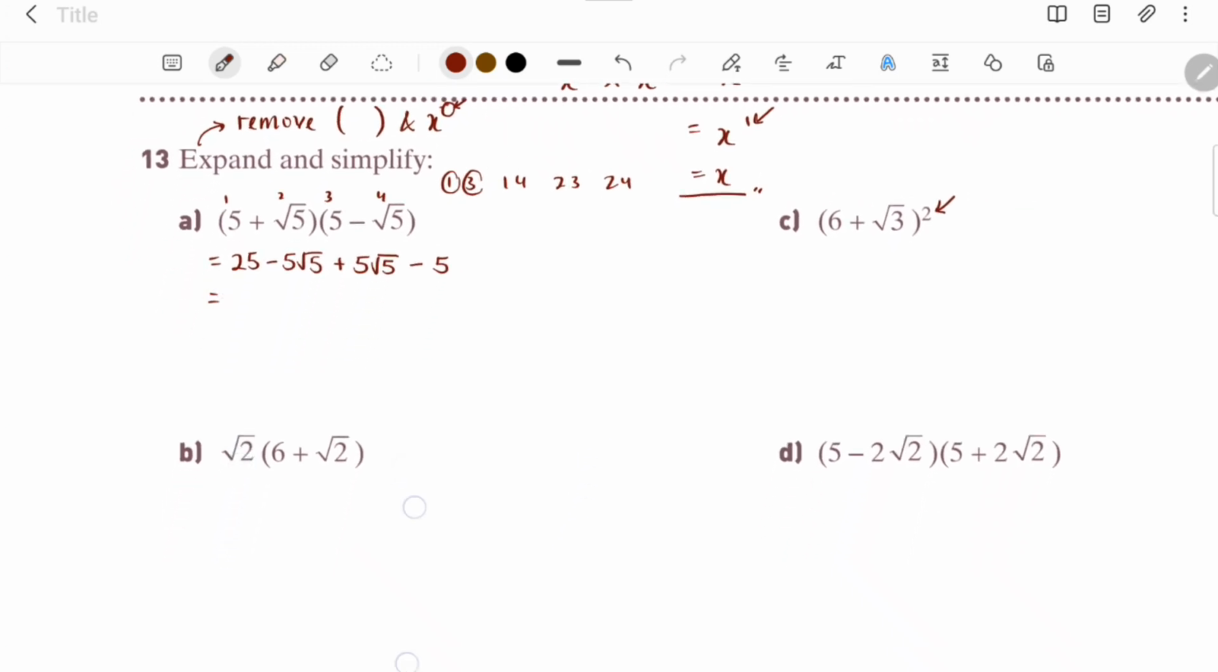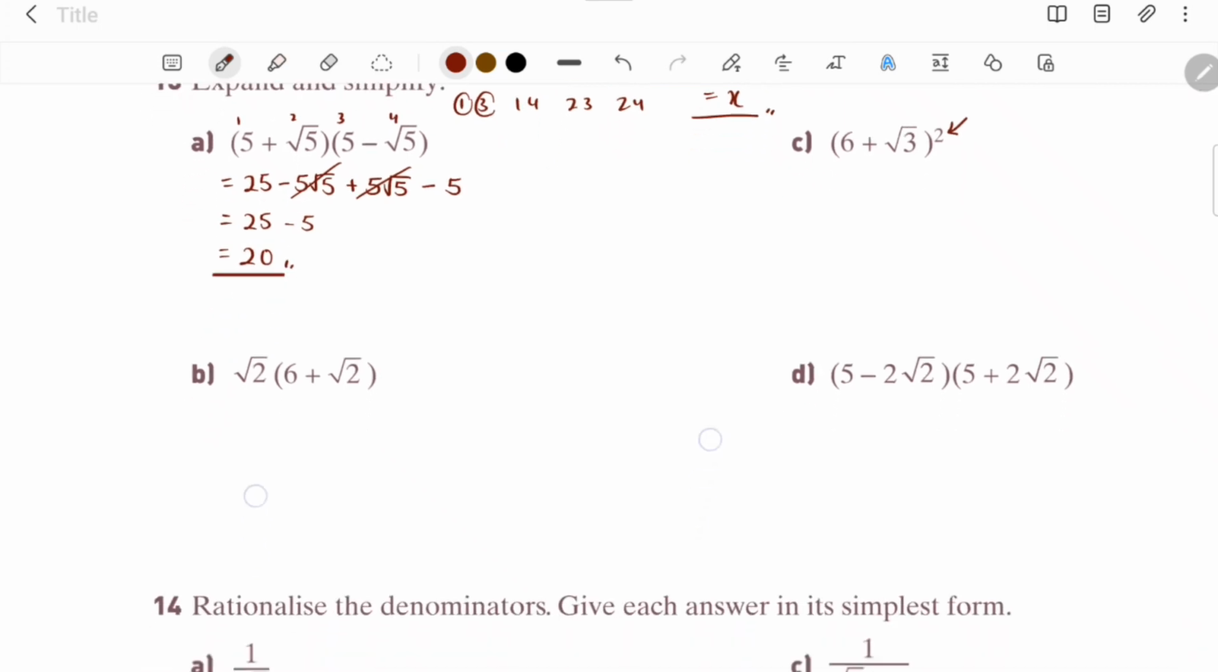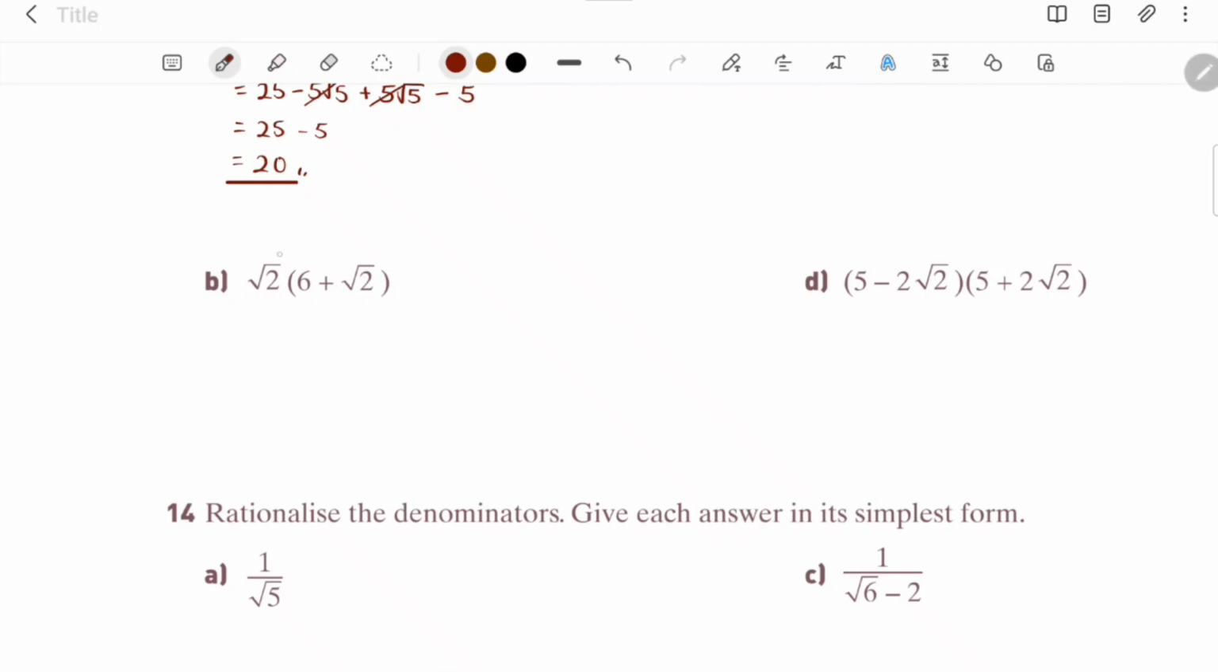So further simplify it, negative, positive can cancel out each other, so you will get 25 minus 5. Final answer should be 20. Okay, let's look at B. This one we have to times open bracket. So 6 surd 2 plus surd 2 times surd 2, you get 2. This one will be your final answer.